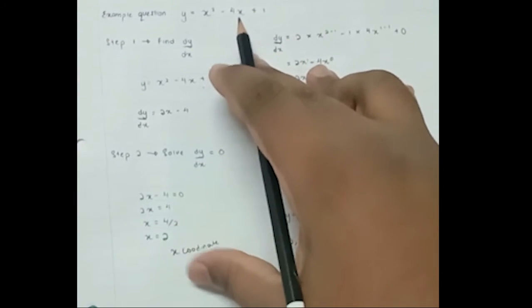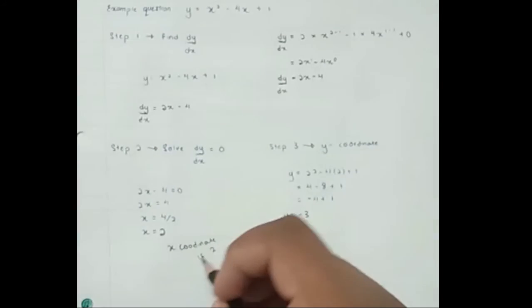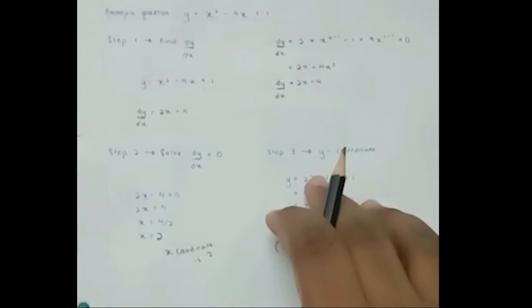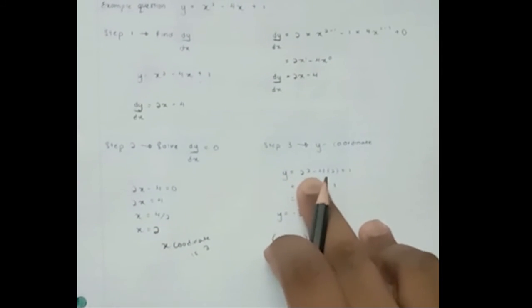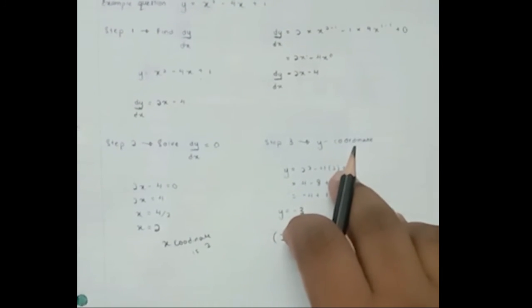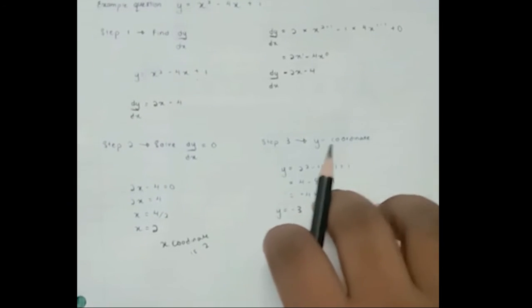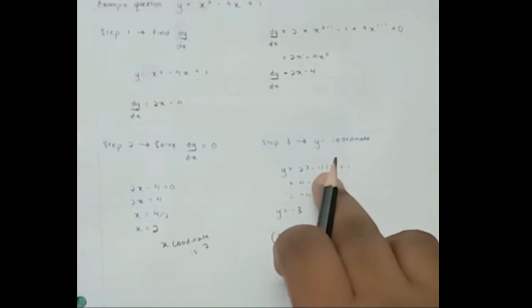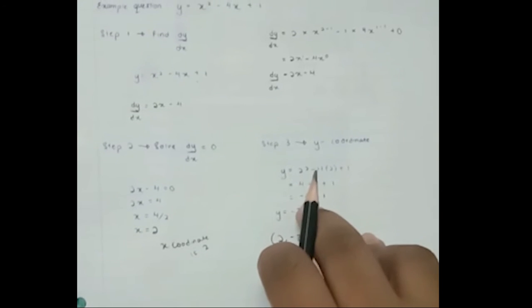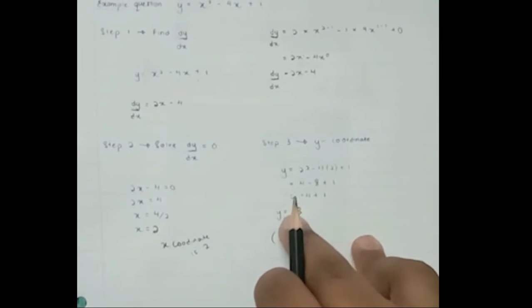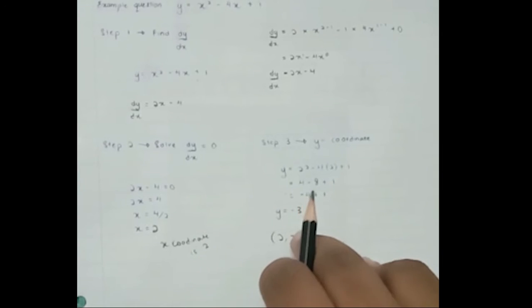Okay, now we can go to step 3. In step 3, we basically need to find the y coordinate of the stationary point. The function is already given, but remember, we already found the x coordinate. So when we replace it, it looks like 2 squared minus 4 times 2 plus 1. So 2 squared becomes 4, 4 times 2 is 8, and 1. When we finally summarize it, in total we get y equals negative 3.